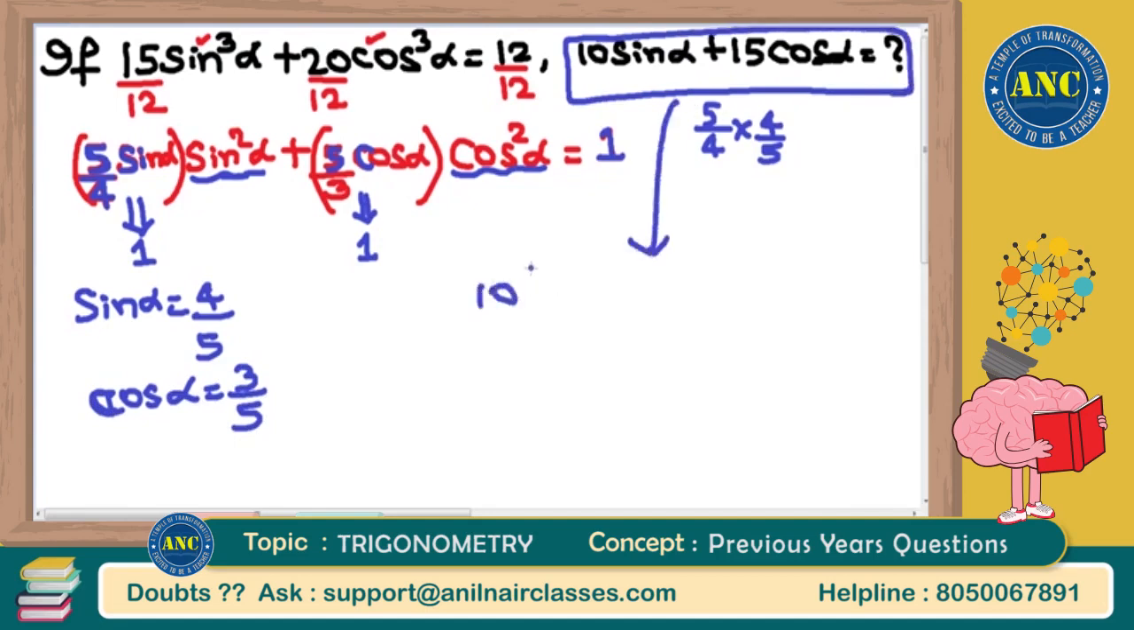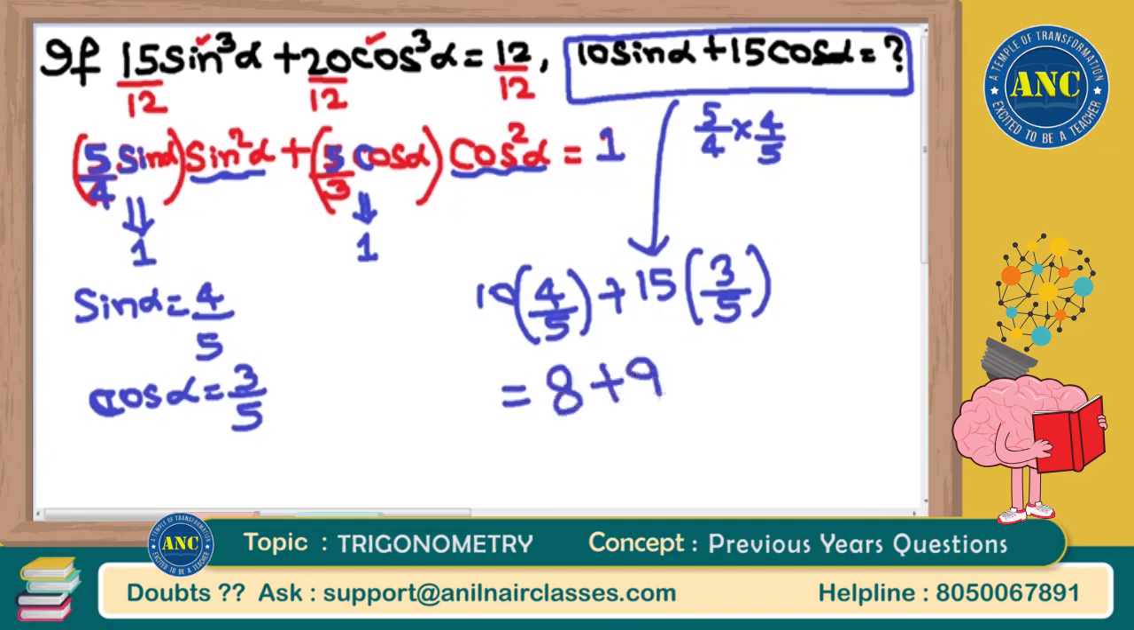10 into sin alpha, which is 4 by 5, and 15 into cos alpha, which is 3 by 5. That means 40 by 5 is 8, and 45 by 5 is 9. Answer is 17.